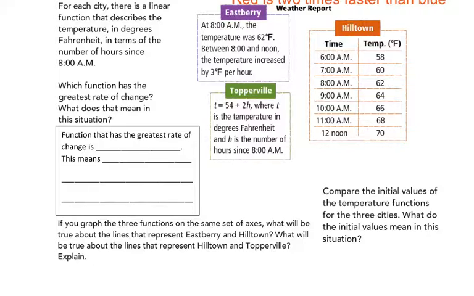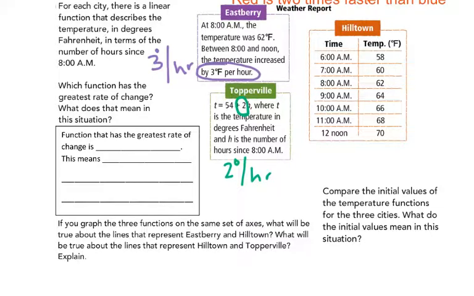If you look at Eastbury, we can see that the temperature increased 3 degrees per hour. So the rate of change is 3 degrees per hour. If we look at Topperville, here we have an equation, and the rate of change is the slope, and I can identify the slope as being in front of the h. So this tells me that Topperville increases 2 degrees per hour.